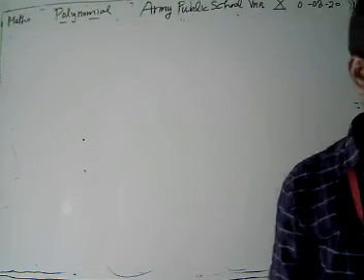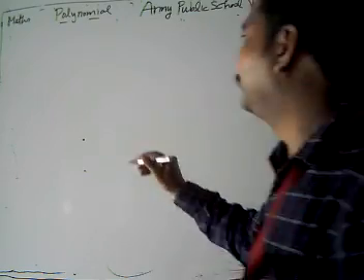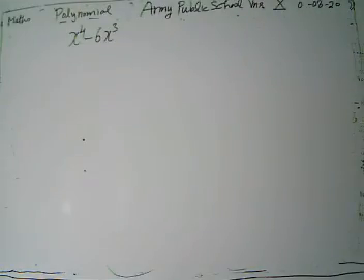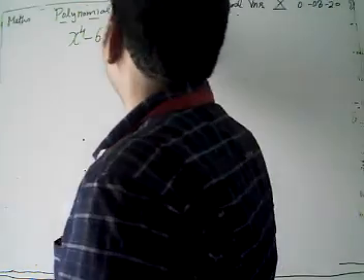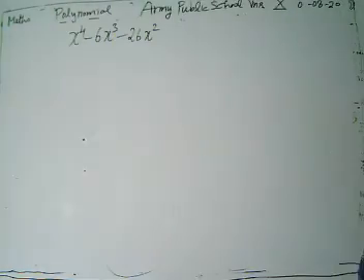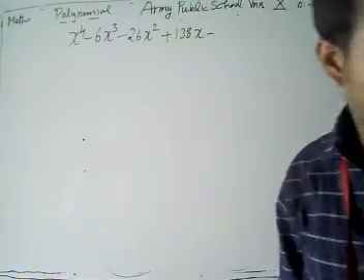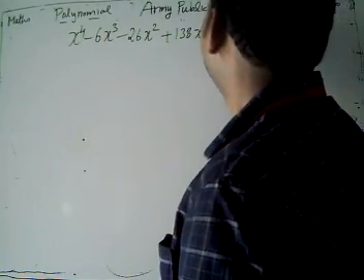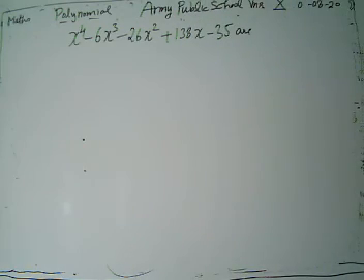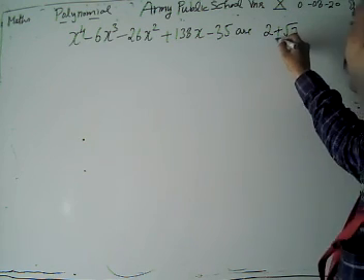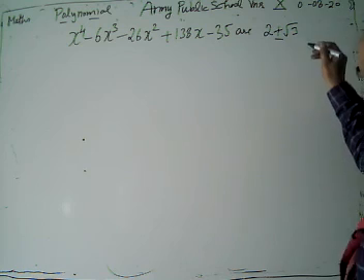Look again. We are given the polynomial x to the power 4 minus 6x cube minus 26x square plus 138x minus 35, and its two zeros are 2 plus minus root 3. We have to find the other zeros.